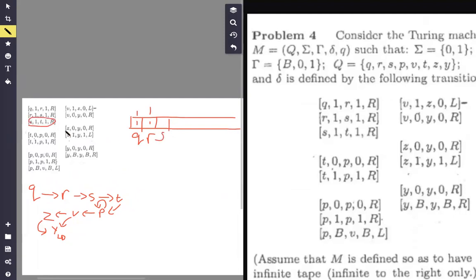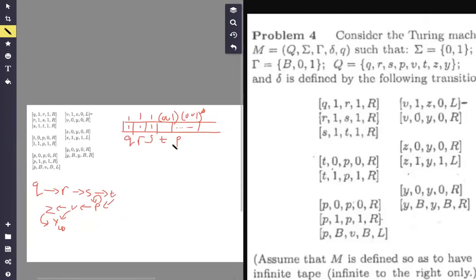S says in order to go to state T, I need to see a 1, or write a 1. And I'm in state T. State T says 0 or 1 in order to get to state P. Okay, state P says 0 or 1 star. And then I keep looping, and then I eventually hit a blank, and now I go to state V.